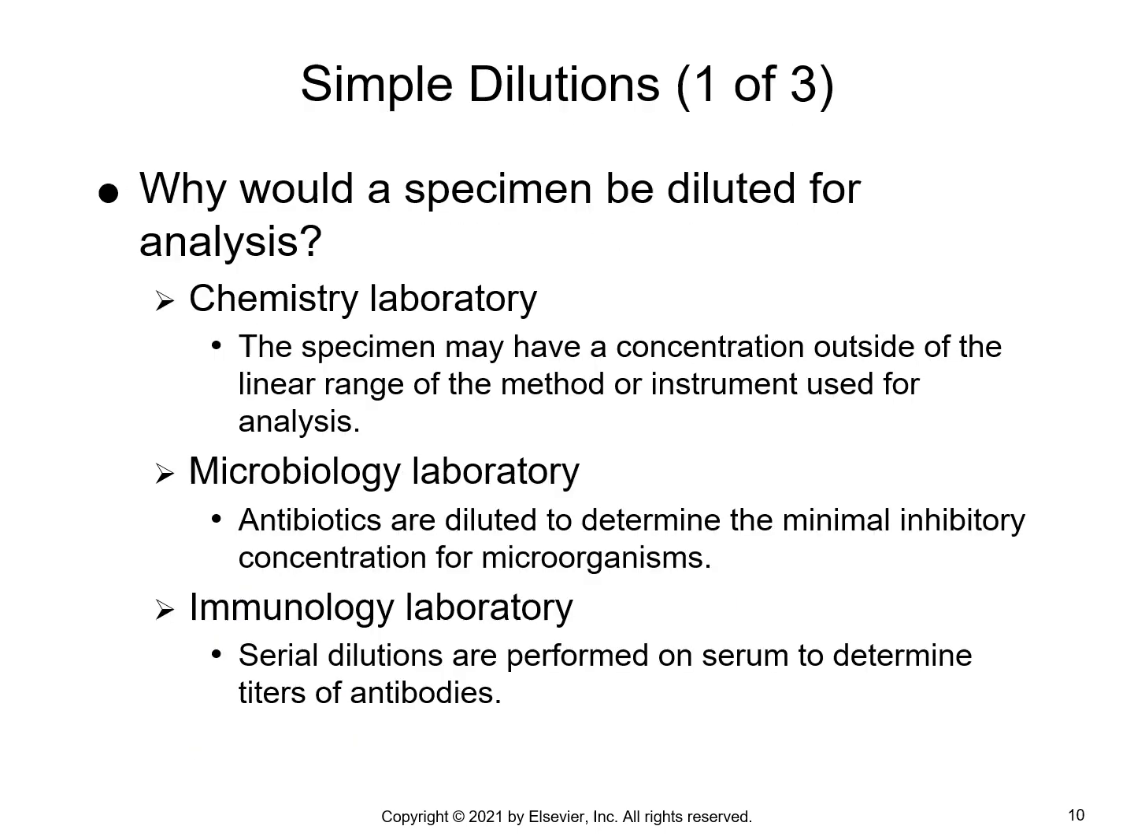So now let's go a little bit deeper into dilutions and exactly what they are and what we use them for. You may need to do dilutions depending on what department you're working in. One example is in the chemistry lab, where you might have a sample where that result is outside the linear range of that instrument. The linear range is the range in which the instrument itself has been validated to say that any result reported within this range is considered accurate.